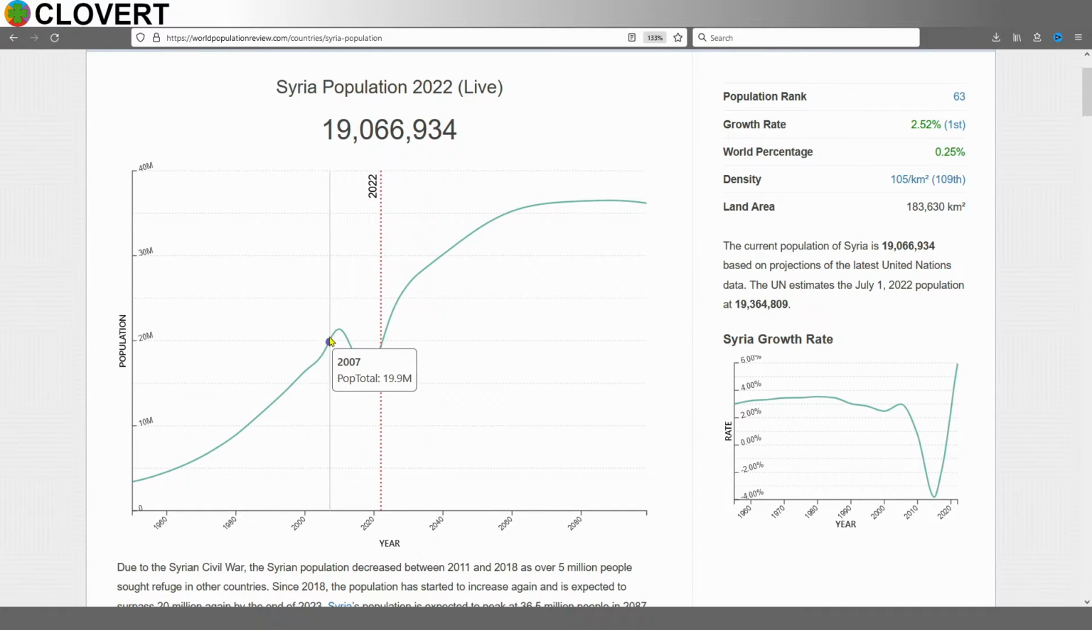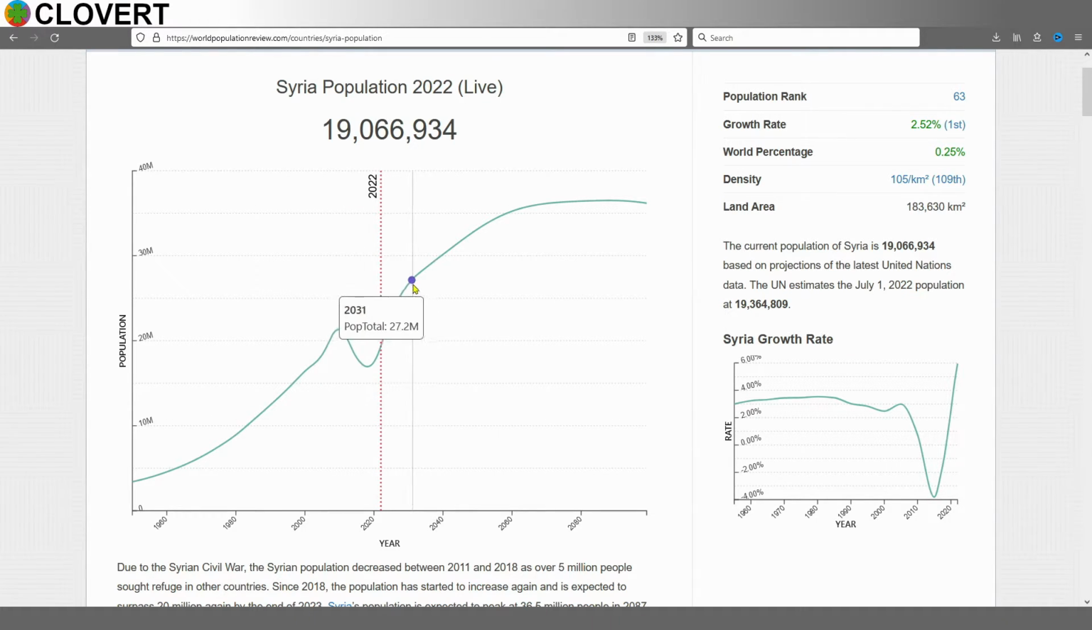Look how it rises up steadily. Now, if there was no war in Syria, then this increase would have just kept going up, way beyond like 30 million by 2022. But now the population is 19.4 million. So we can see how war has affected the Syrian population.